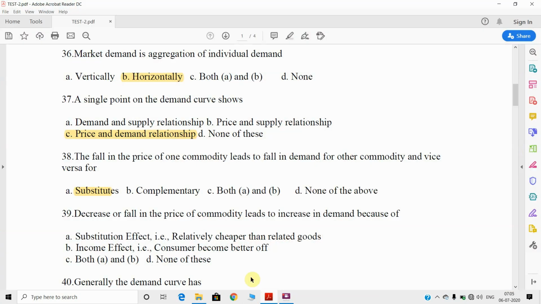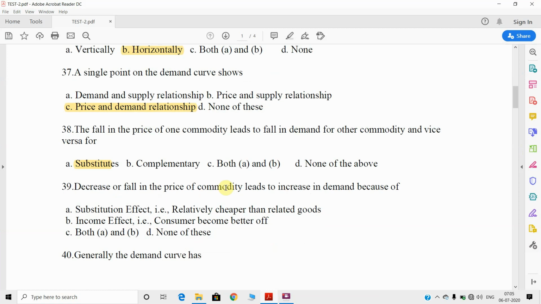Next come to the next question, that is your 39. The decrease or fall in the price of a commodity leads to increase in demand because of. The answer will be C. It is both A and B. It is due to the substitution effect, and also due to the income effect, right? That means the law of demand is constituted due to the two following effects. One is substitution effect and another is income effect.